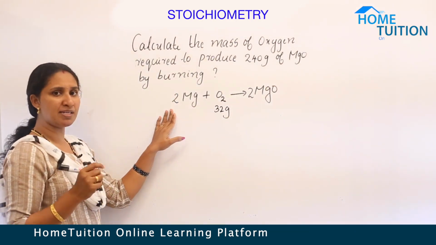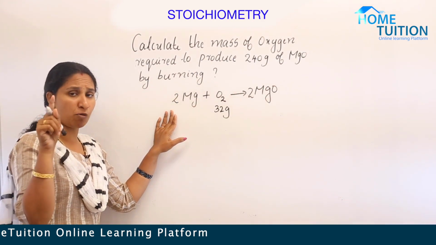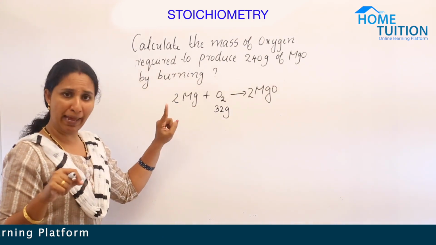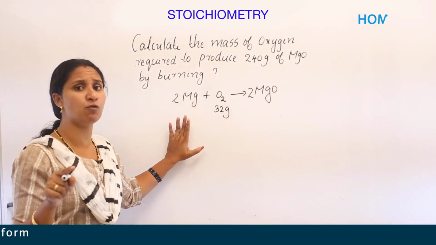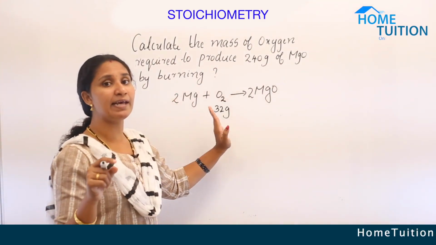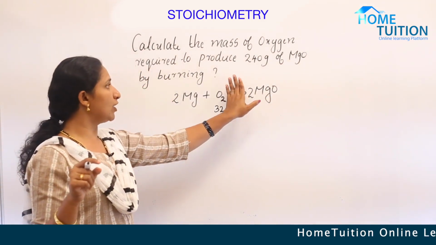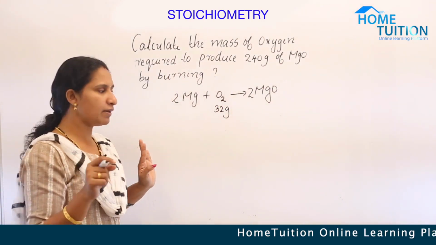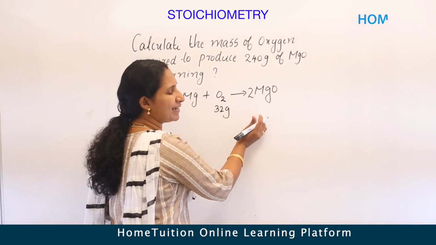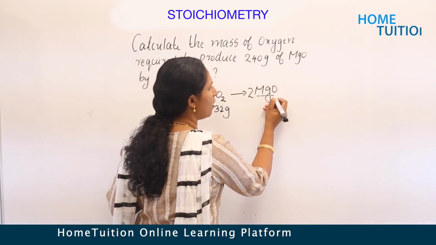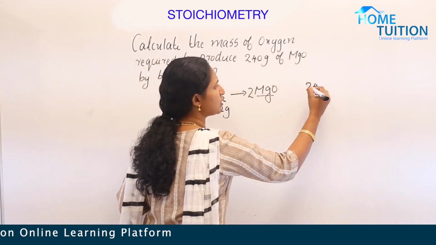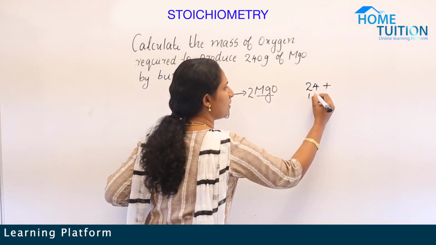1 mole magnesium is 24, the atomic mass of magnesium, and 2 Mg means 2 into 24, that is 48. Here we don't want to consider that magnesium because our question is to find the amount of oxygen in order to produce 240 gram of magnesium oxide. What's the molecular mass of magnesium oxide? Magnesium atomic mass 24 plus oxygen atomic mass 16.